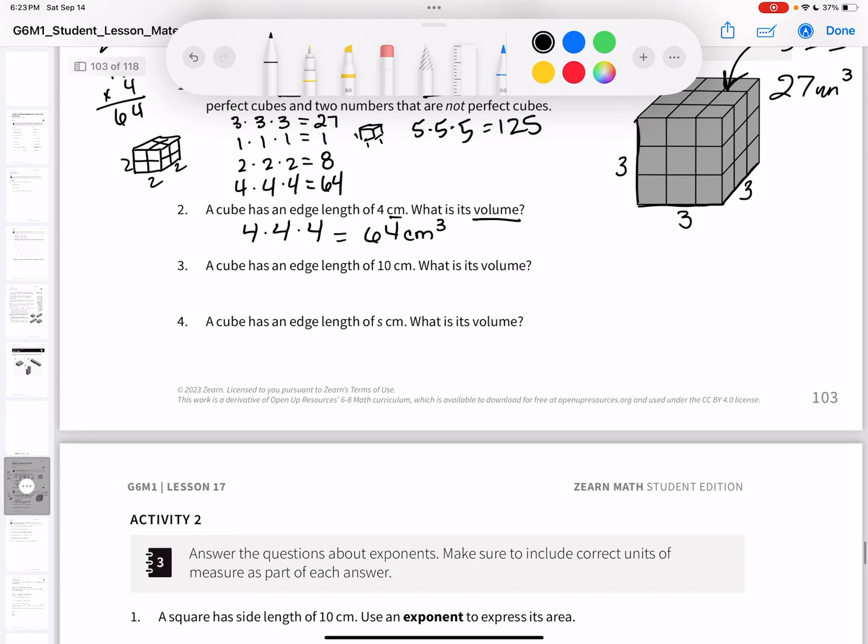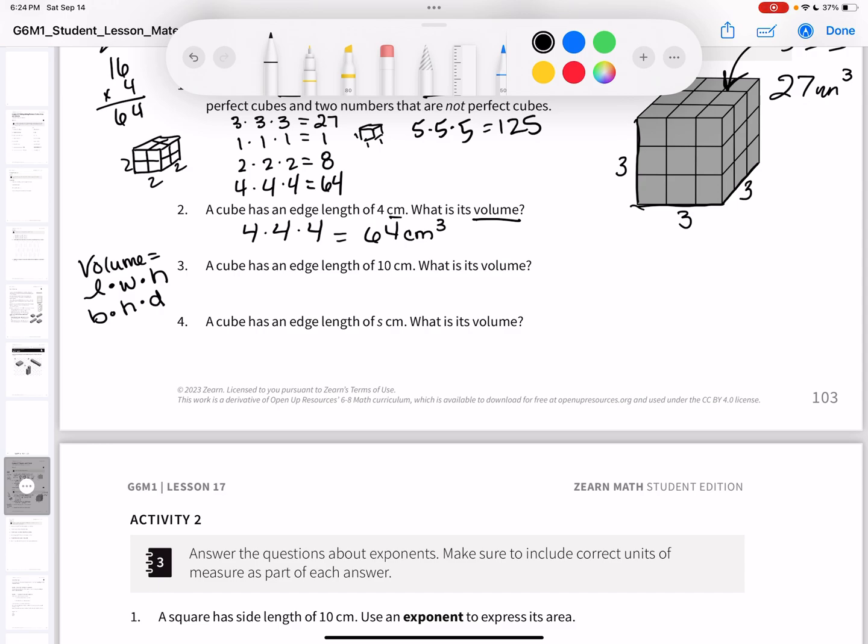A cube has an edge length of 10 centimeters. What is its volume? Well, volume is length times width times height, right? Or we can say base times height times depth.